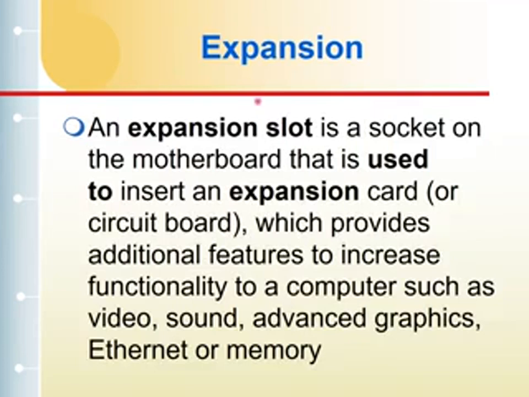The next thing is the expansion. Now an expansion slot is a socket on the motherboard, and it's used to insert an expansion card or a circuit board, which provides additional features to increase the functionality of a computer, such as the video, the sound, and advanced graphics, as well as Ethernet or the memory. Now if your computer has expansion cards, you can expand it. So this is another factor that one can look at in order to decide how fast the computer can perform.